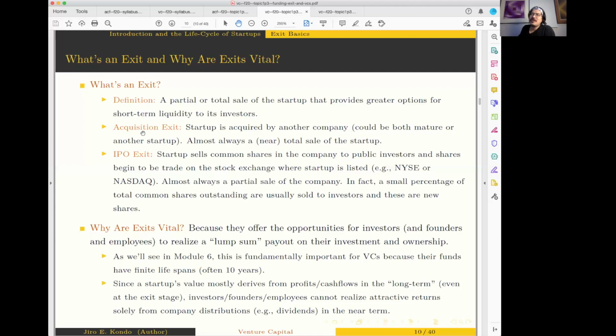An acquisition is almost always a total sale of the startup. Meanwhile, an IPO is always a partial sale of the company, because basically in the IPO, only some shares are issued. Most of them are still held by the investors. In fact, most of the time in an IPO, the shares that are issued to the public are actually brand new shares. So actually the IPO itself is not the liquidity event to the investors and the owners of the company.